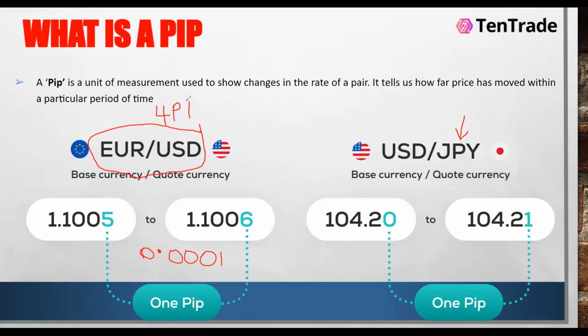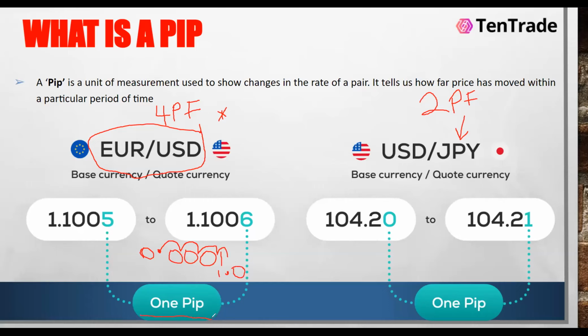Okay, and then for JPY pairs, you want to move the decimal 2 places forward. Okay, so for this particular example, we've done our subtraction. Step 1, subtract. Step 2 is to use this method, right? You move this decimal 4 places forward. So that is 1, 2, 3, 4. So this decimal will now be in front. So that is 1.0. Okay, so that's how we're able to arrive at 1 pip.